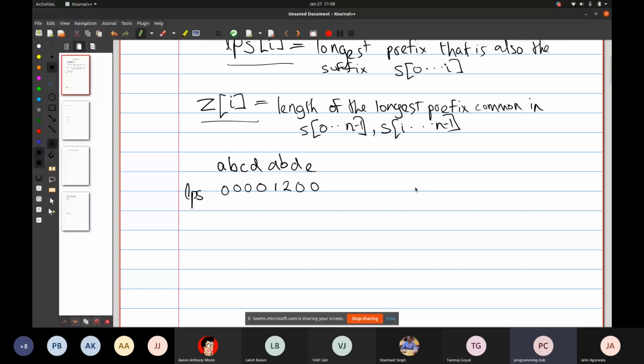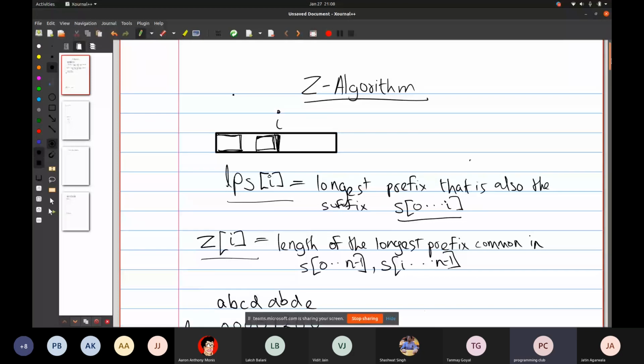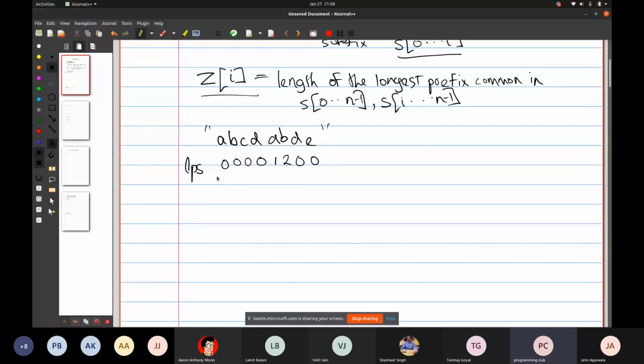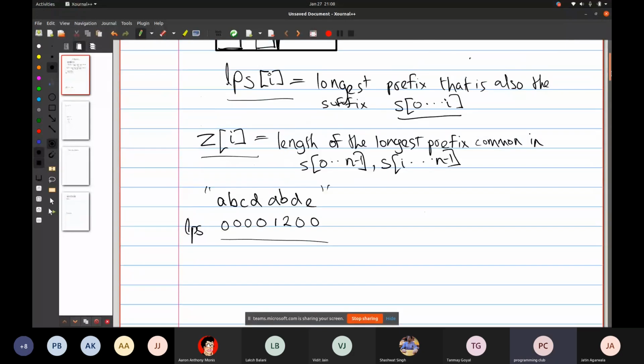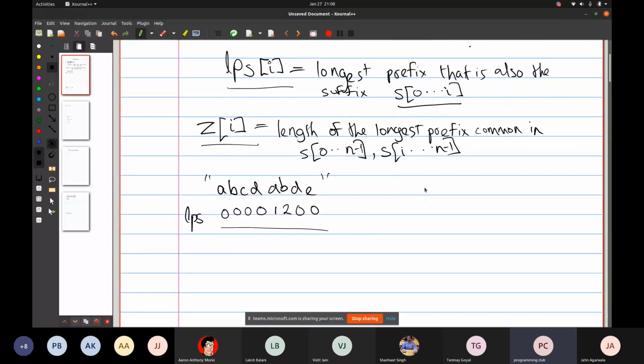Yeah, it's visible. So LPS[i] was the longest prefix that is also the suffix for string 0 to i. And if this is our string, this is what the LPS array would look like. We discussed how we can use the prefix function to find the number of times a pattern S occurs in a string T. And this is what the KMP algorithm is.